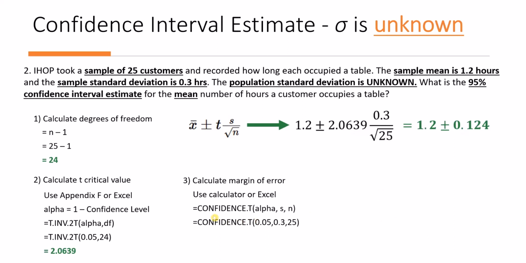For this next problem, what I'll do is we'll use the Excel function to calculate our margin of error. So we're going to use our confidence.t function and pass in alpha, the sample standard deviation, and the sample size. And that also gives us 0.124.